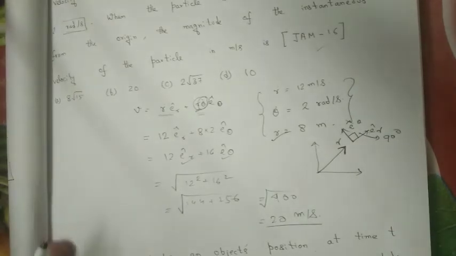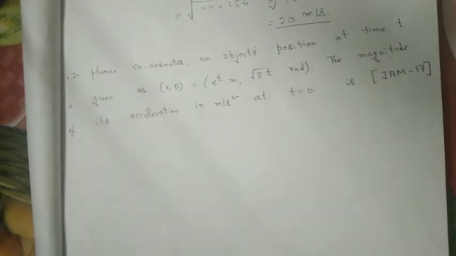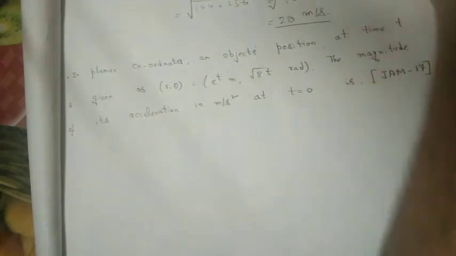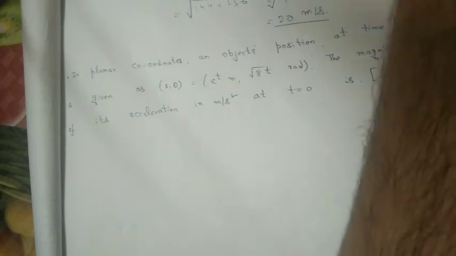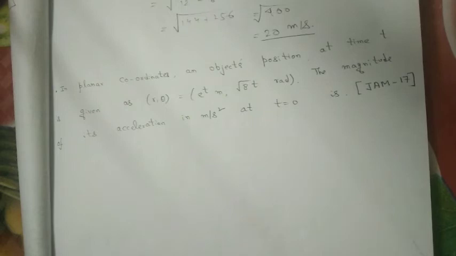This came in IIT JAM 2017. The problem is saying, let's read that. In plane polar coordinates, an object's position at time t is given as r comma theta. r is e to the power t meter and theta is root over 8 t radian, correct? And we need to find the magnitude of its acceleration in meter per second square at t equal to 0. So this is again from plane polar coordinates.